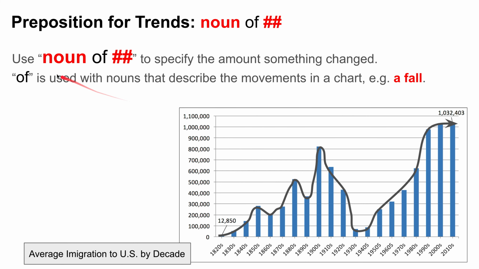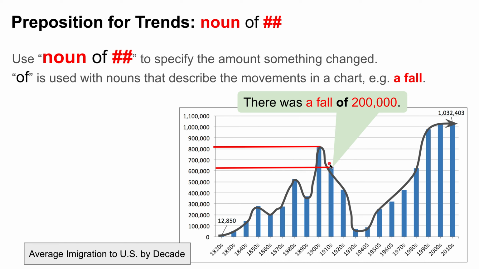Let's move on. We use noun plus of plus number to specify the amount something changed. Of is used with nouns that describe the movements in a chart, such as, for example, a fall. So we're going to be looking at this fall from the 1900s to the 1910s, and in the 1910s there was a fall of 200,000, similar to fell by 200,000, but here it's a noun plus of and a number. Again, a fall is a noun, then of, and then a number.